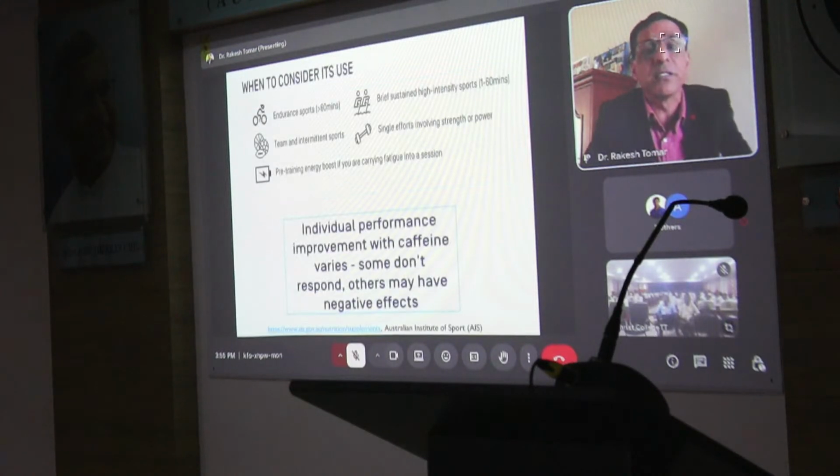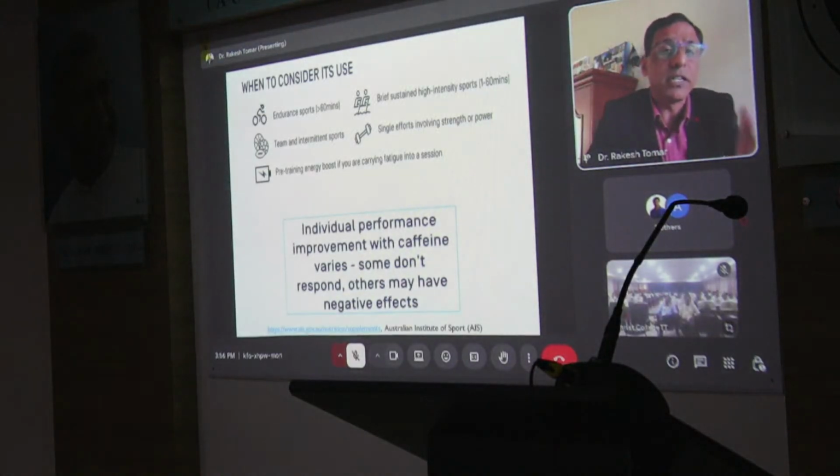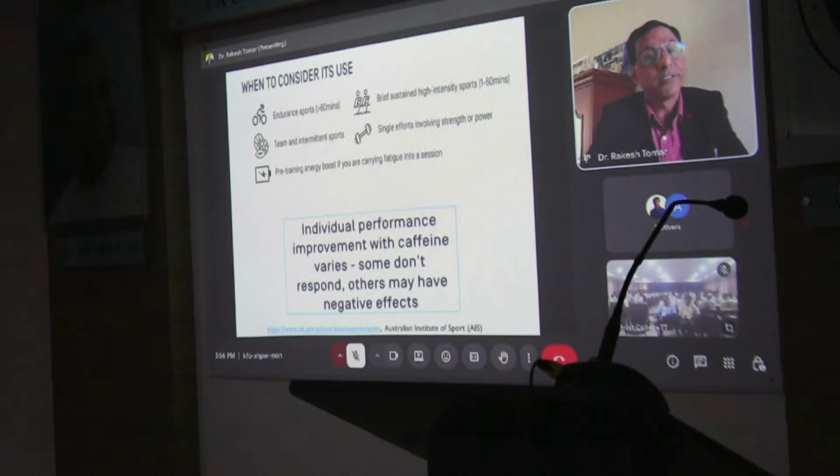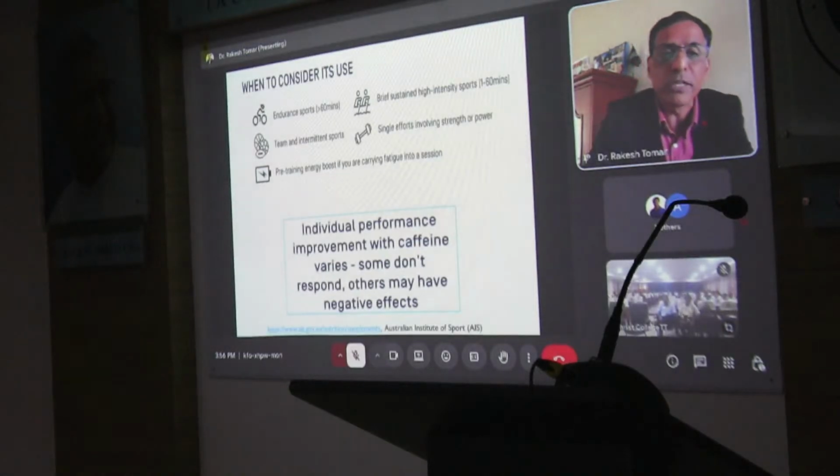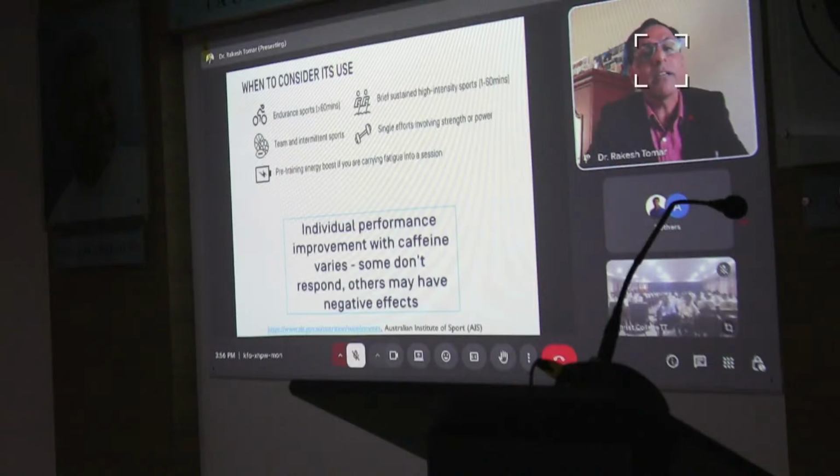So when should you consider using caffeine in sports? You can use caffeine, or in simple words coffee, in endurance sports which last more than 60 minutes. You can use it in team and intermittent sports like football, or in judo, wrestling, all these also. And you can also use it as a pre-training energy boost if you are carrying fatigue into your sessions. For example, if your athlete is very tired, he can take a dose of caffeine 90 minutes before, and this will help him perform his training sessions effectively.